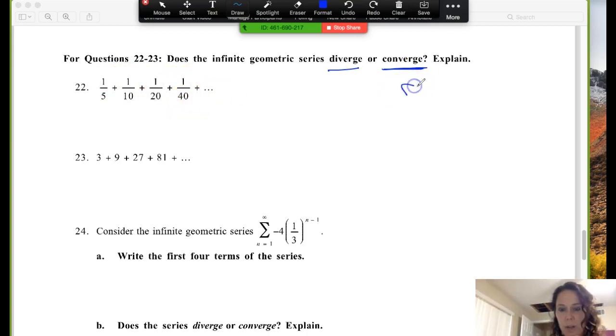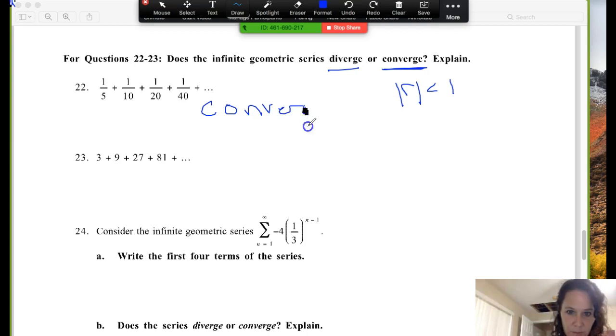So basically your common ratio needs to be, the absolute value of it, it could be positive or negative, it needs to be less than 1. It needs to be a fraction, less than 1. So if I'm looking at this, does it diverge or converge? Well, look, the denominator keeps getting bigger, which means this number is getting smaller and smaller, so it's going to start coming to 0. So it does converge. Okay, it converges to a point. So I'm going to say converge. That fraction's getting smaller.